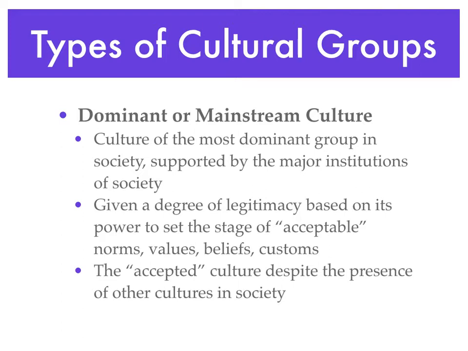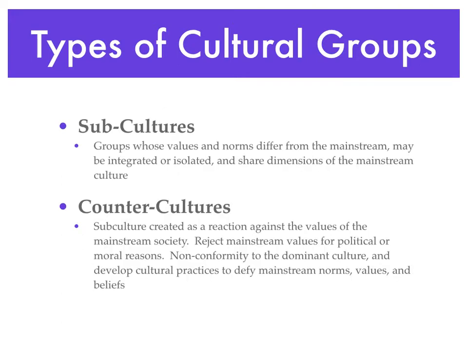So there are other kinds of cultural groups. For example, there are subcultures and countercultures, and it's important to understand the difference between the two. A subculture is a group whose values and norms differ from the mainstream. They can be integrated pretty well with the mainstream, or they can be isolated, but they share dimensions of mainstream culture. Basically, they have their own values and norms, their own customs and practices, their own language for things, and their own desires to interact with each other, but they're not necessarily trying to overthrow society or impose their culture on others. They just want to be able to enjoy their subculture.